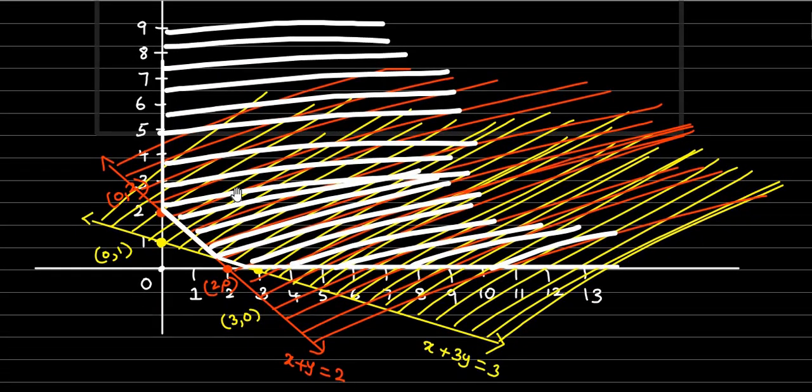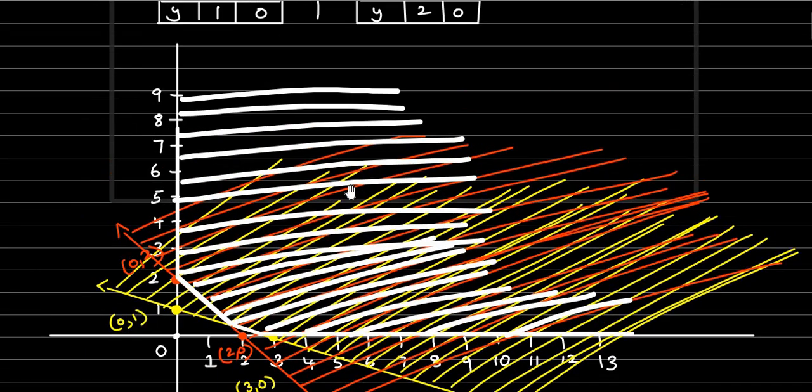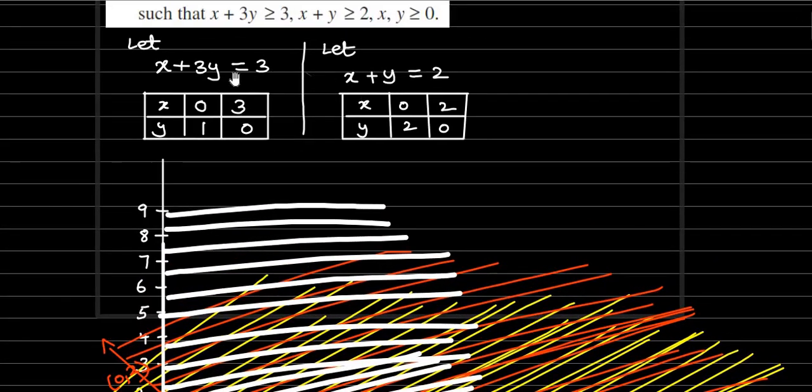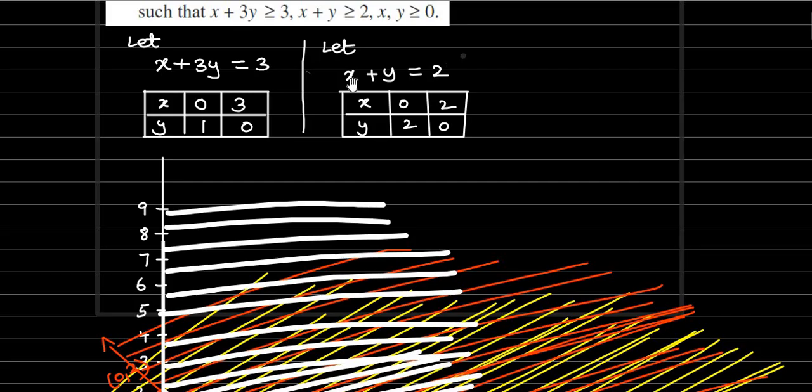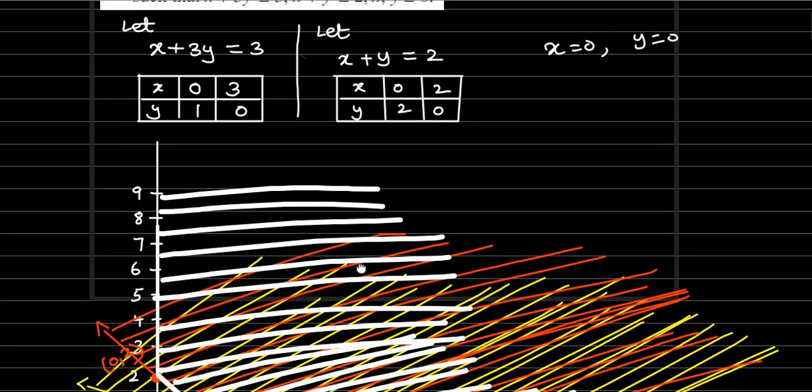Whether it's bounded or unbounded, we have to take the corner points. If it is bounded, it's easy to identify the corner points. In this case, we have drawn the lines for the four inequalities. What are the lines we have? The line x plus 3y equal to 3, x plus y equal to 2, and x comma y greater than or equal to 0, which means the x equal to 0 line and the y equal to 0 line. Wherever these four lines meet each other in the common solution space, those will be the corner points.